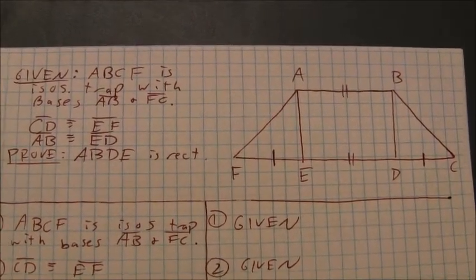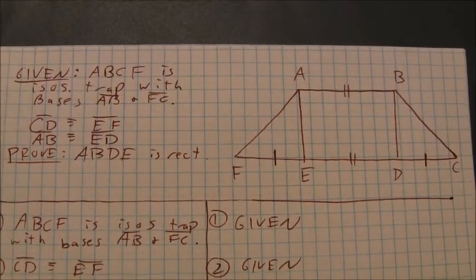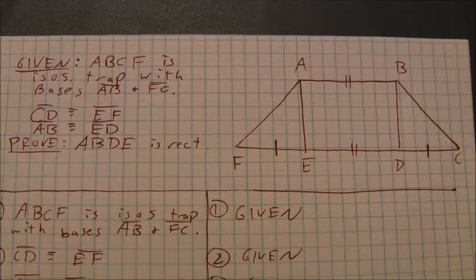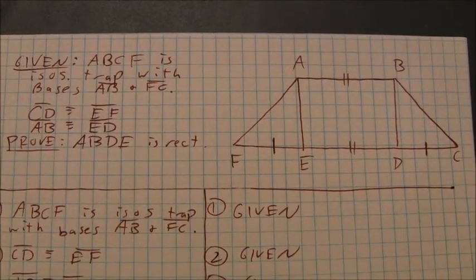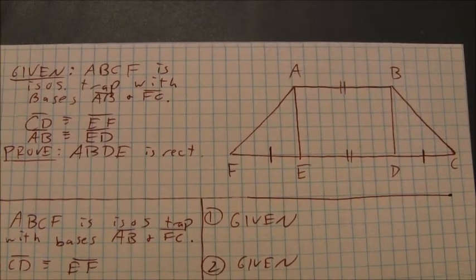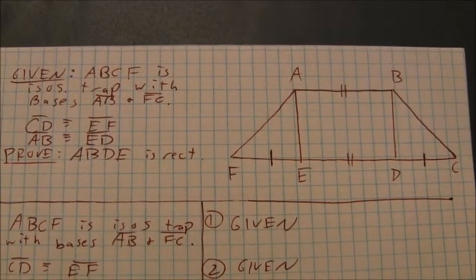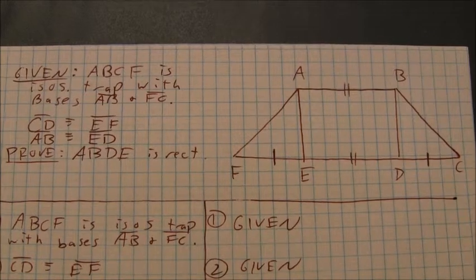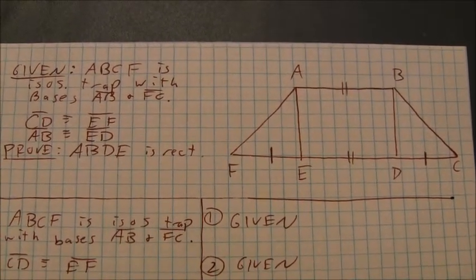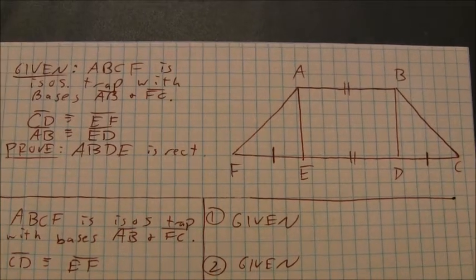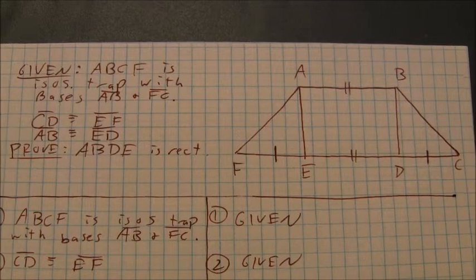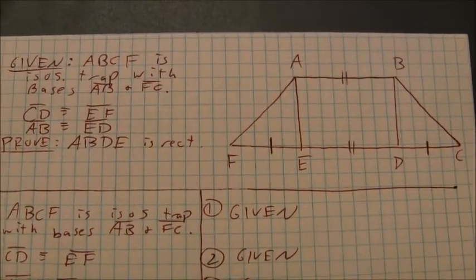For my first special quadrilaterals proof, I'm going to prove that if the original shape shown here is an isosceles trapezoid with upper-lower bases of AB and FC, and if AB and ED are congruent, and EF and DC are congruent, then the resulting quadrilateral ABDE is a rectangle.